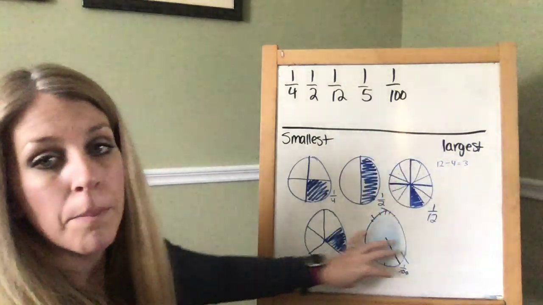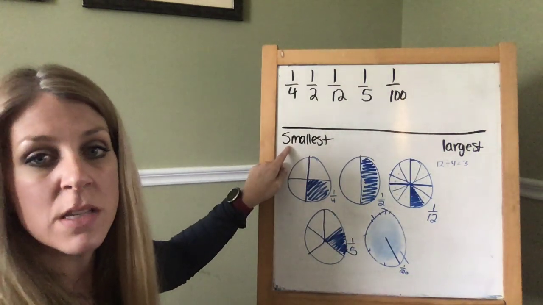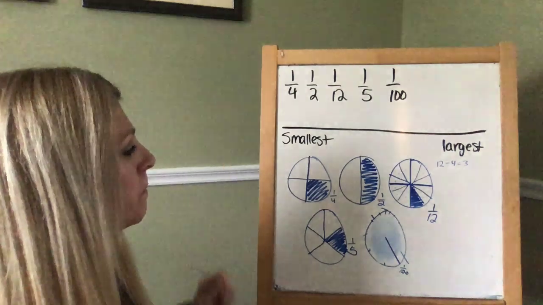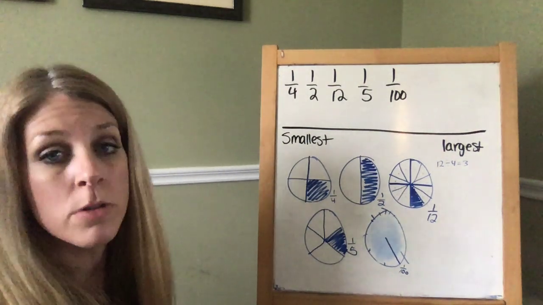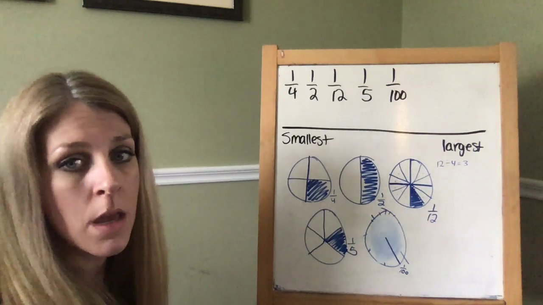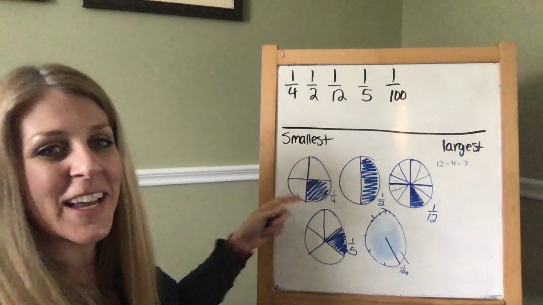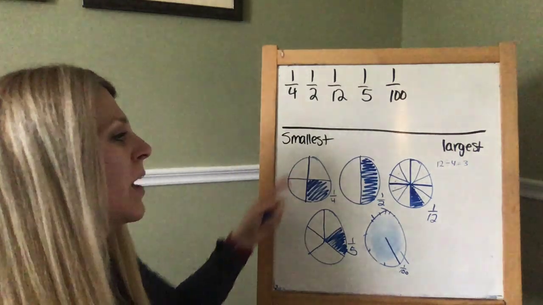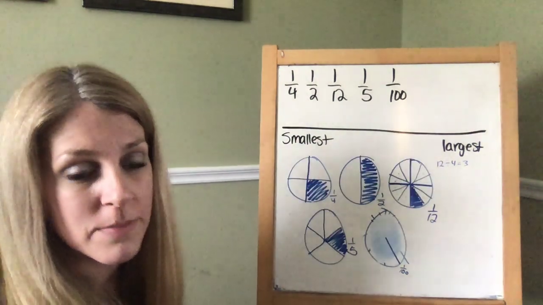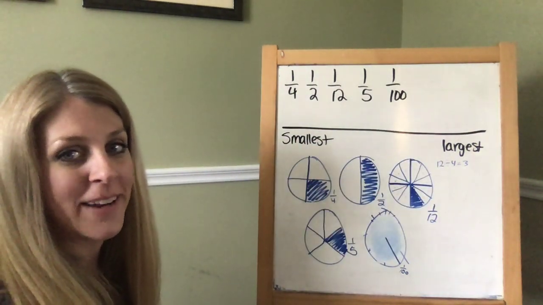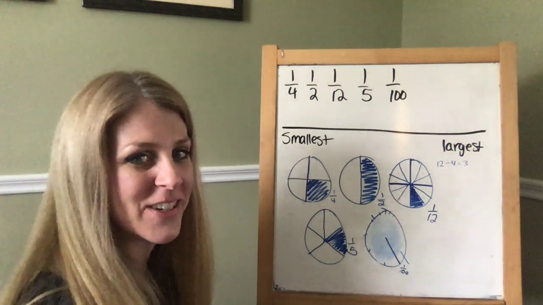So if I look at my models, which one is going to be the smallest piece of pizza? And actually what you could do right now is you could pause me and see if you put these in order, and then unpause me and I'll help you check it. Okay, so try that. Pause me, see if you can figure out which one's the smallest and then the largest. Okay? All right. I hope you paused me. I hope you did it. I hope you came back. I hope you're still watching.